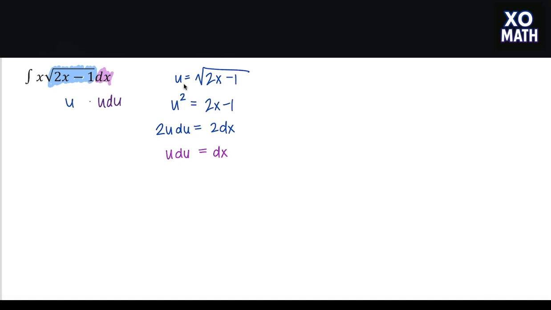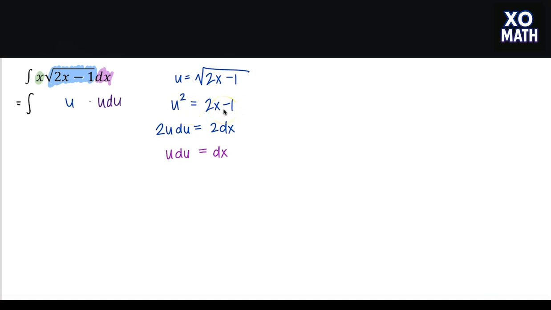But I still have left this x here. So I still have this x, and I can't mix u's and x's in the same integrand. So now let's go back and look at this second equation here. I can solve this second equation for x. I can isolate x to be in terms of u.